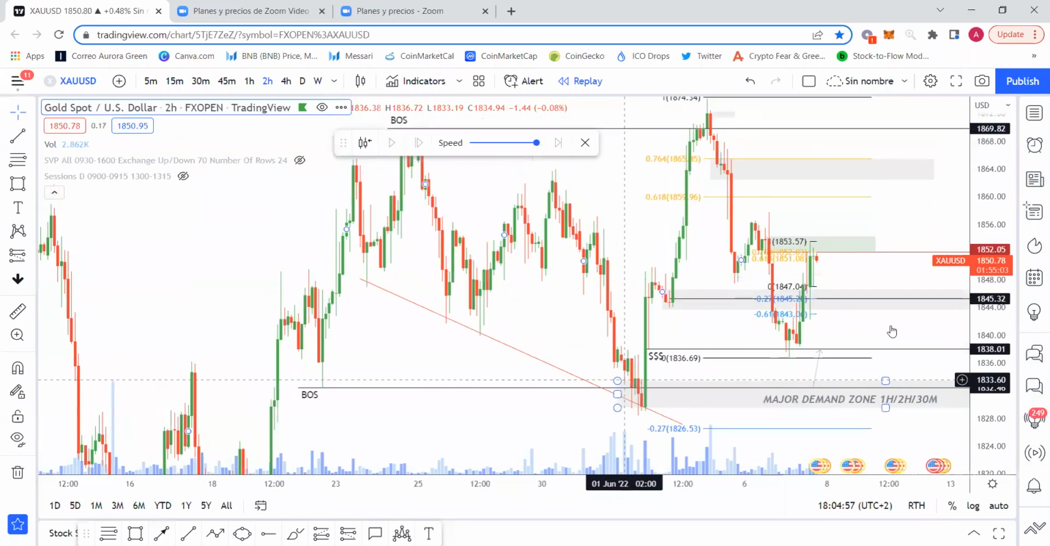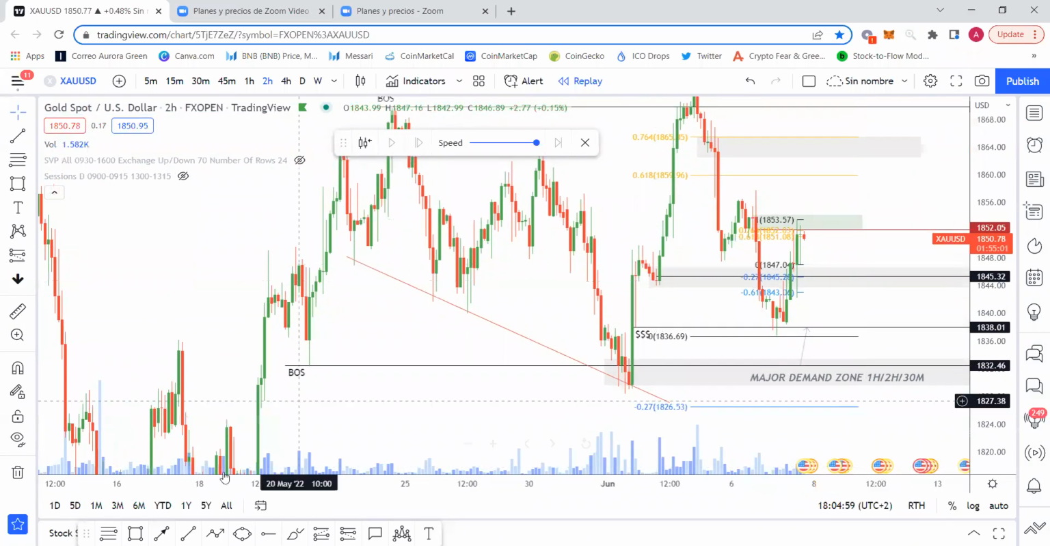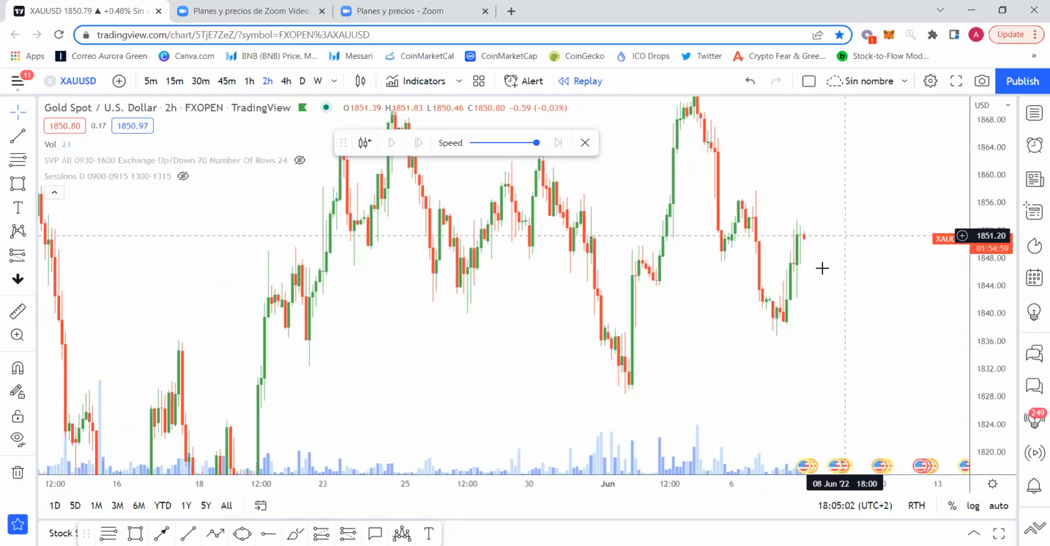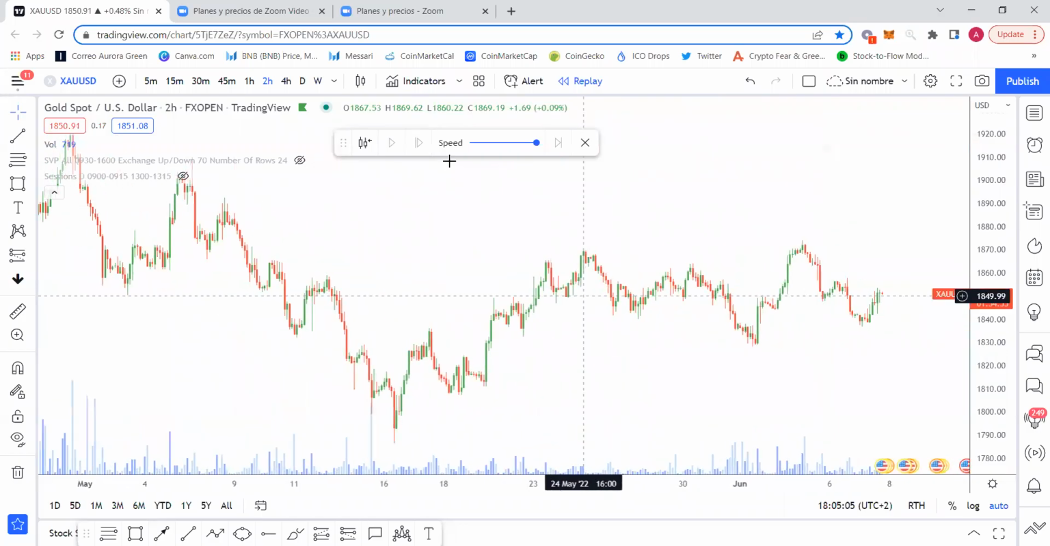So as you can see, wait, should I delete everything and do an analysis from scratch? Okay, so let's analyze gold. Wait, does the lower time frame retest count? No, Victor, no.